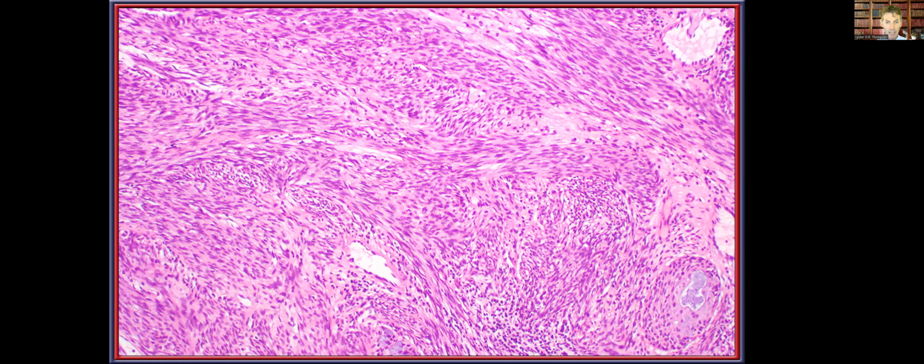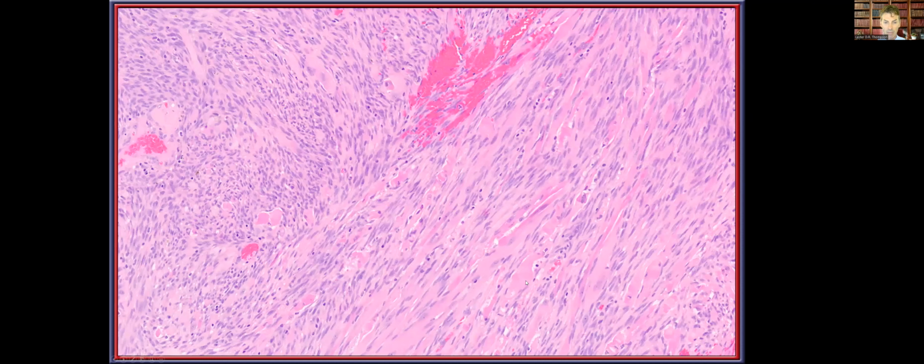Here again, you can see that nice fascicular architecture with an area of surface epithelium pulled in, and you'll notice even some of the glandular differentiation within it. And so that can sometimes be confusing as to what the underlying neoplasm may be.